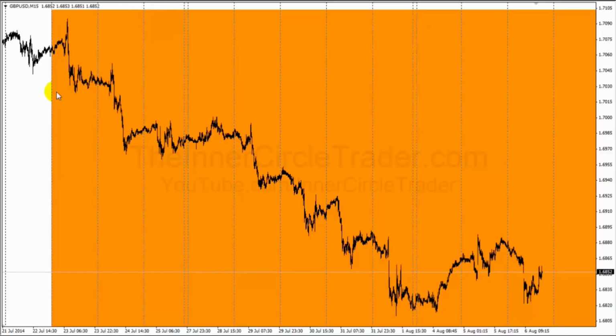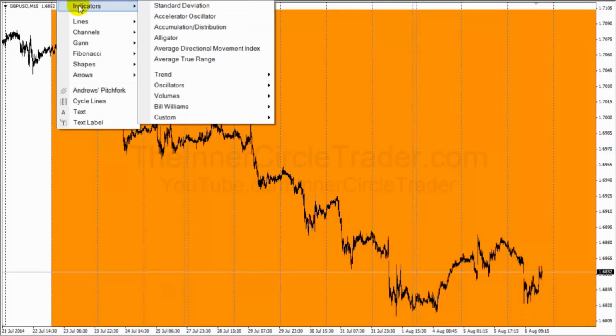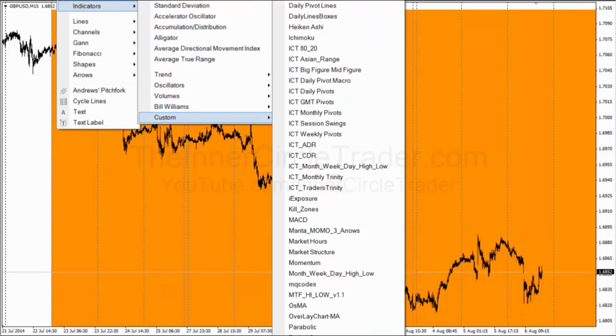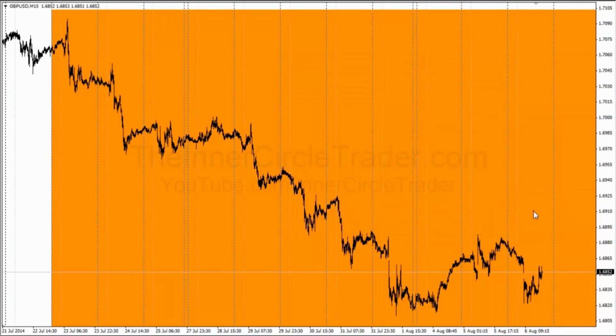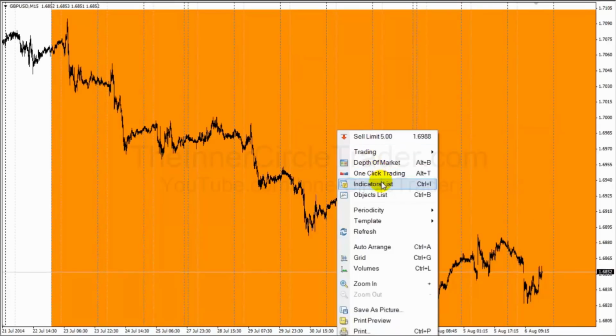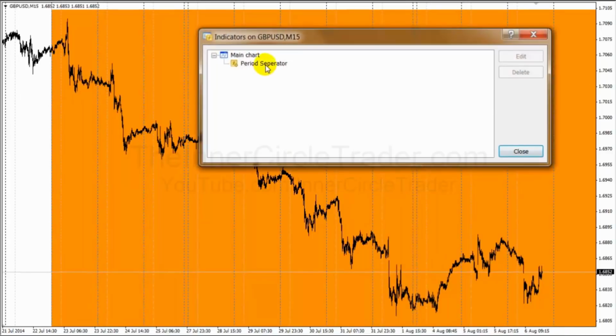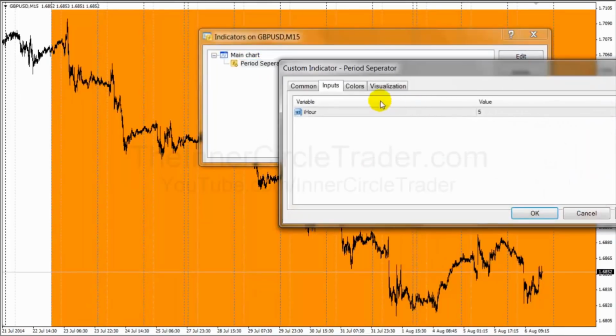Now, looking at what we have here, every single vertical line represents a new trading day at 0 GMT. Shortly after, when we add the period separator, and again I'll share this with you guys, I'm going to put 5 GMT, which is midnight my time, represented by this white line, which I'm going to change because it doesn't pop off the chart so you can see it clearly.